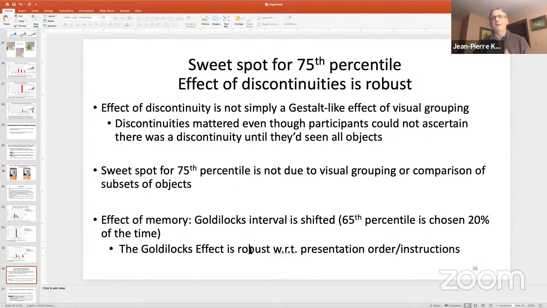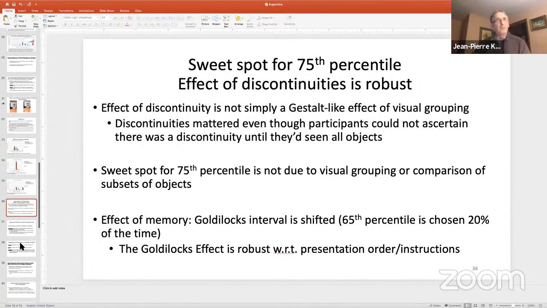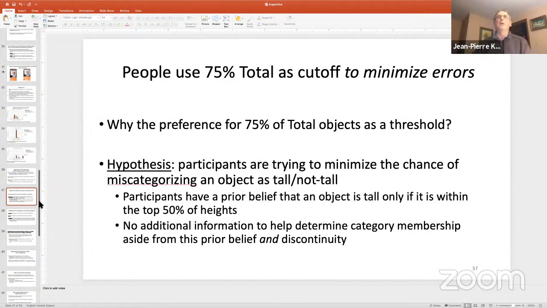Note that the Goldilocks effect is robust with respect to presentation order and instructions. These were experiments 5 and 6, I think, that we ran. Now, why do people prefer to decide that, for a new set of objects they see, about a quarter are tall? Why is it that this area around the 75th percentile is what people prefer to set the threshold at when making a decision about tallness? Our hypothesis is that participants are trying to minimize the chance of miscategorizing an object as tall or not tall.